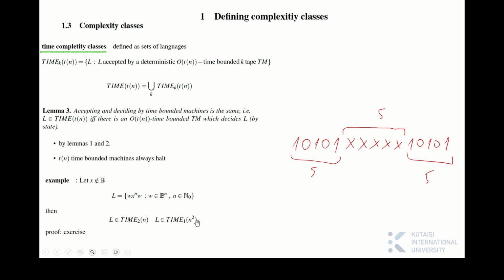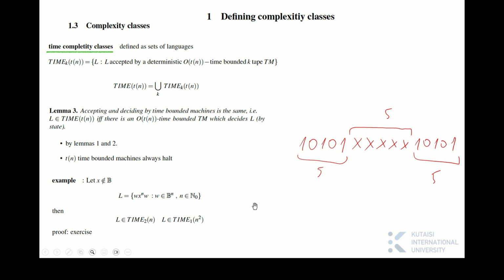picks you up quadratic time. Now my question is, even though I know that L is in time O(n) on 2 tapes and L is in time O(n squared) on 1 tape, how am I sure that L is not in time O(n) on 1 tape? Even though you gave me a concrete Turing machine that does this, maybe there exists another much more clever algorithm. So a Turing machine is basically an algorithm, right? So maybe there is a much more clever algorithm that does it on 1 tape in linear time.